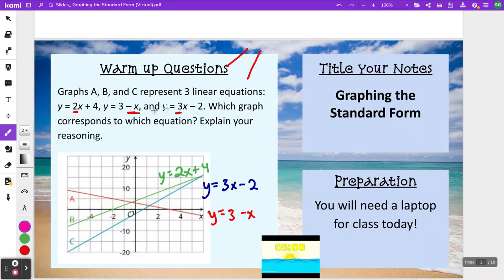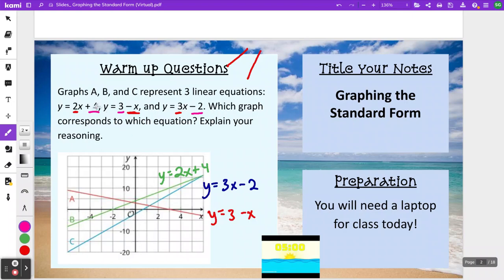Instead of looking at slope, you could also have looked at the y-intercepts. We have a y-intercept of 4, a y-intercept of 3, and a y-intercept of -2. Just by knowing, for example, that last equation has a negative y-intercept is going to mean it's the only line crossing our y-axis below 0. And that's another way I could have figured out that y equals 3x minus 2 goes with that blue line. The blue line is the only line that crosses our y-axis below that origin point.